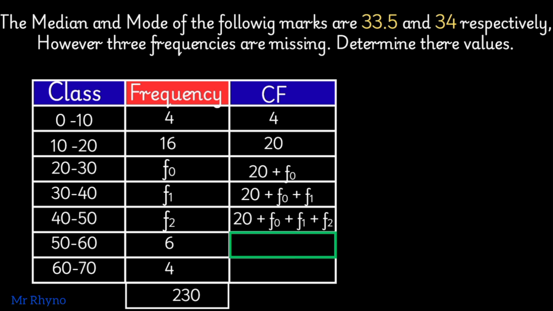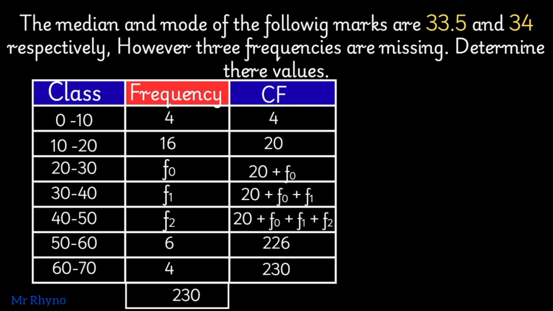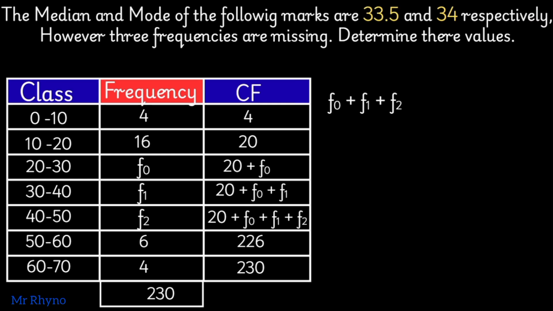Now, how do we get this frequency? Do we need to include the f0 and f1 and f2? No. We notice that this final cumulative frequency shall be 230 because it is normally equal to the summation of f, meaning that this shall be 226. Why? Because to get this 230, they added 4 to a certain value, which is 226.